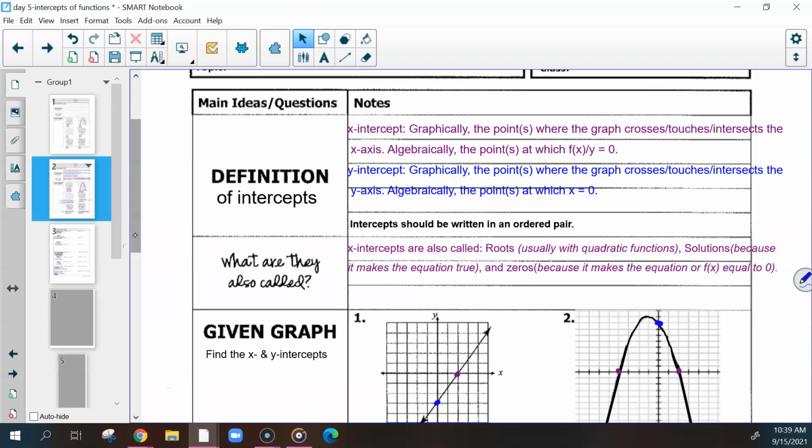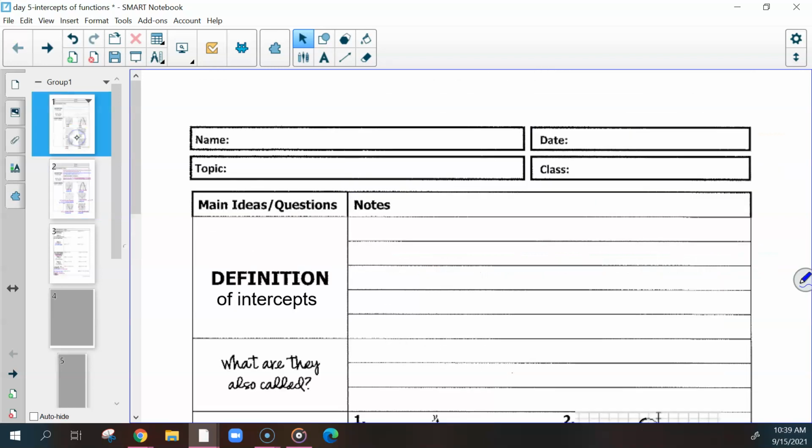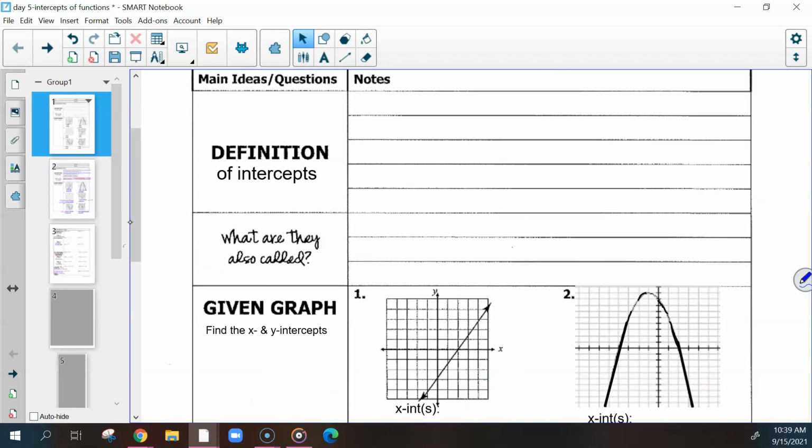And then for a y-intercept, it's the opposite. So graphically, for a y-intercept, it's where it touches or crosses the y-axis. Algebraically is where x equals 0. Some of you are like, I'm going to rewrite this. So if you're copying this down, pause 1 second. I'm going to rewrite it so it's a little bit bigger.